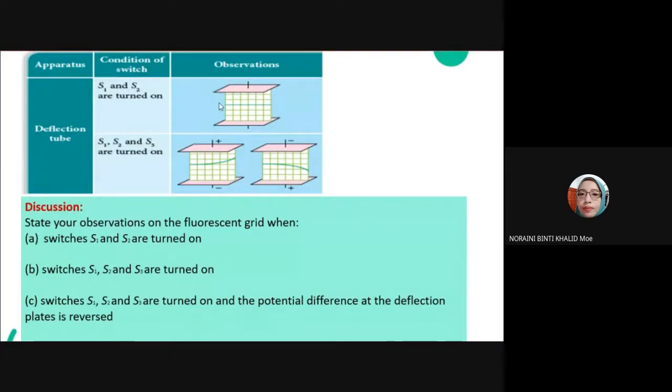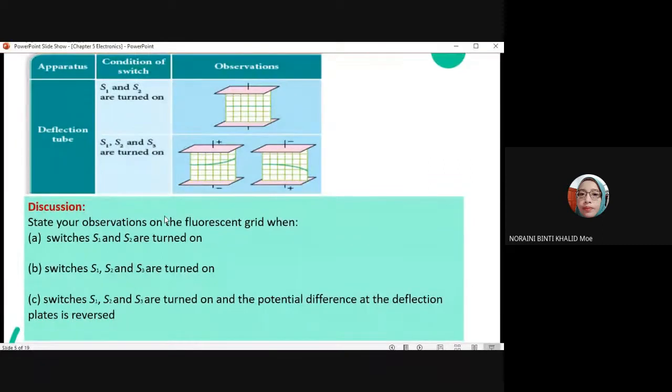Okay, let's look at the situation. We can explain it again. When S1 and S2 are turned on, there is no deflection. The cathode ray travels in a straight line and hits the screen. When S1, S2, and S3 are turned on, if the top part is positive, the ray is deflected upwards. If the bottom part is positive, it will be deflected downwards.